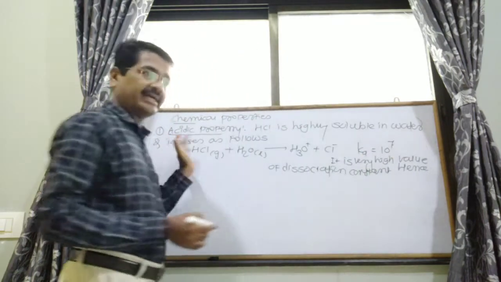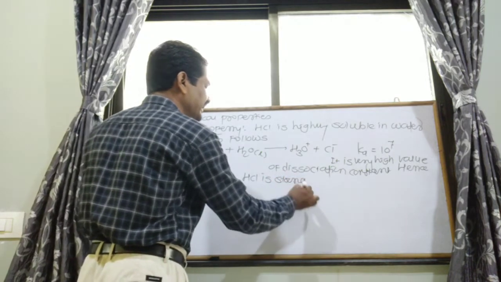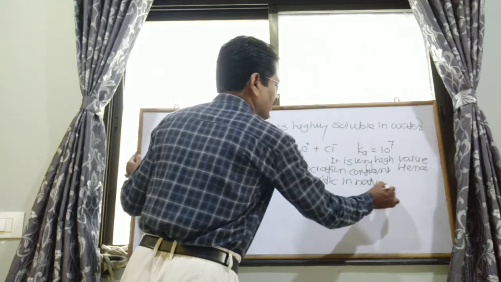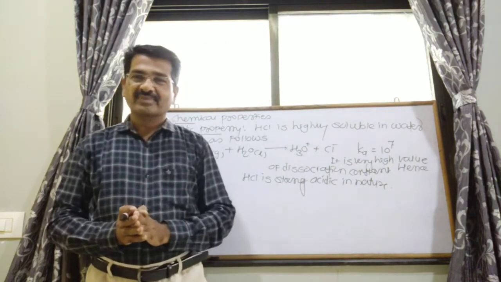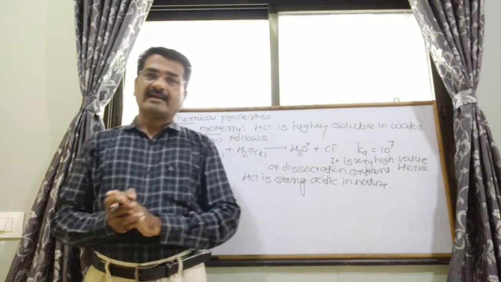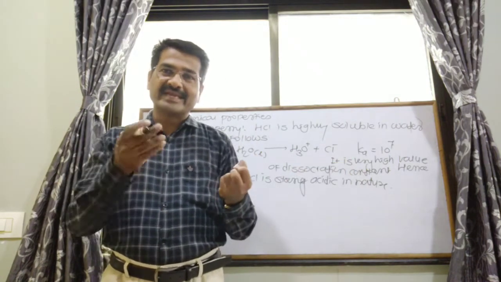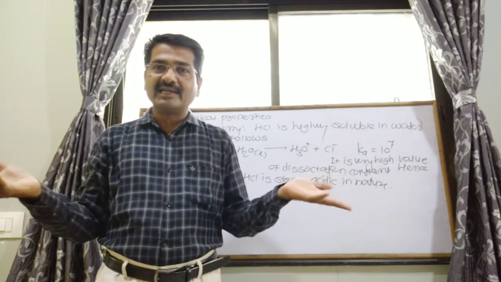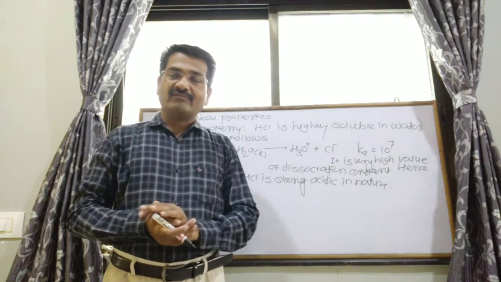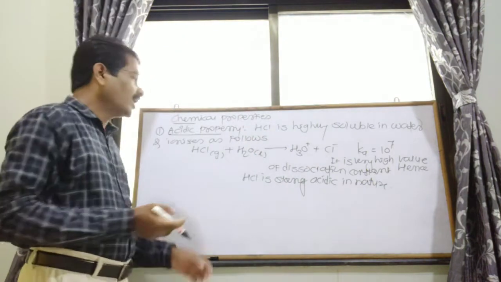Hence HCl is strongly acidic in nature. This is a very simple property. When anyone asks the question, show the acidic property of HCl, then you may take HCl and dissolve it in water, and it dissociates completely to give the ions, that is hydronium and chloride ions. Then we show its strong acidity. So acidic nature is the first chemical property.